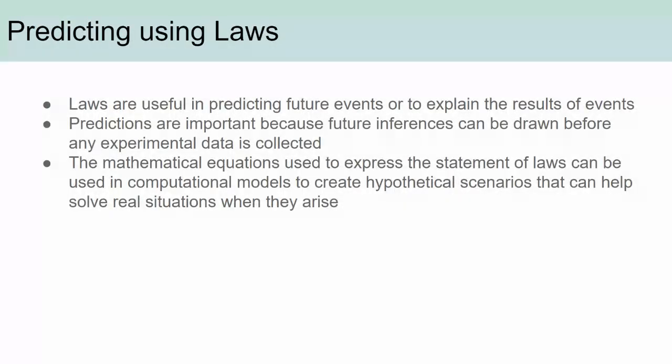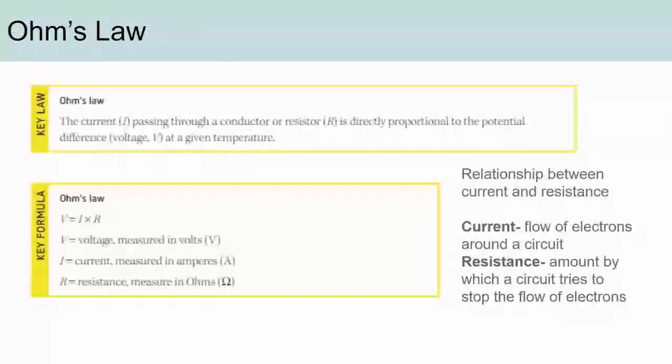Laws are useful in predicting future events or explaining the results of events. Predictions using these laws are important because future inferences can be drawn before any experimental data is collected. Hopefully the hypotheses and predictions that scientists make using these laws will be correct. The mathematical equations used to express the statement of laws can allow computational models to be developed to create hypothetical scenarios and therefore allow us to solve real situations when they arise.